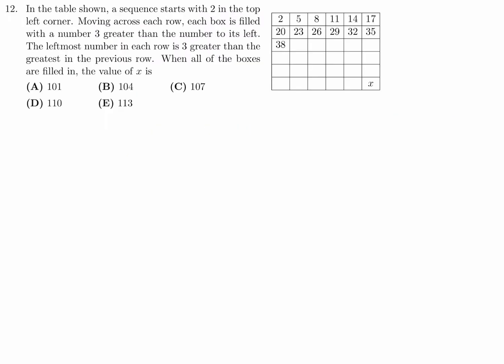In the table shown, a sequence starts with 2 in the top left corner moving across each row. Each box is filled with a number 3 greater than the number to its left. The leftmost number in each row is 3 greater than the greatest in the previous row. When all of the boxes are filled in, the value of x is? Here's x right down there. Now what's happening is you've got 2 plus 3, then plus 3, and plus 3, and it keeps on going, right? So every number is going to be 2 plus some multiple of 3, 3n.